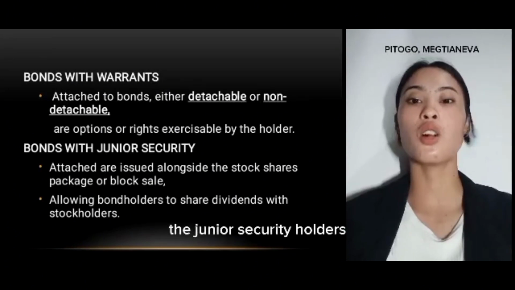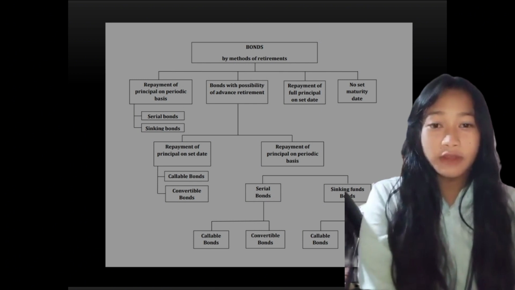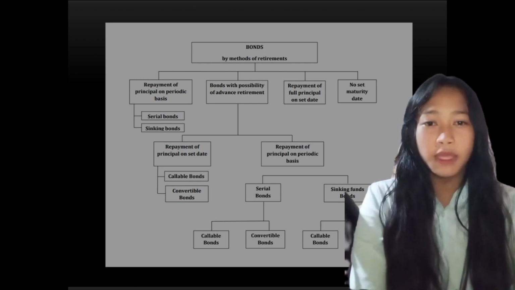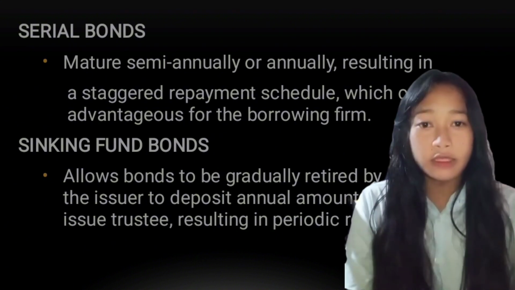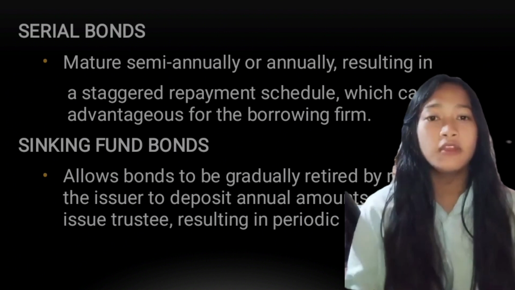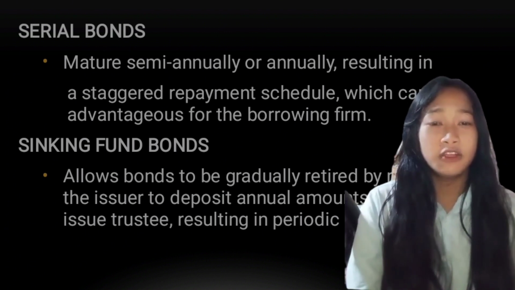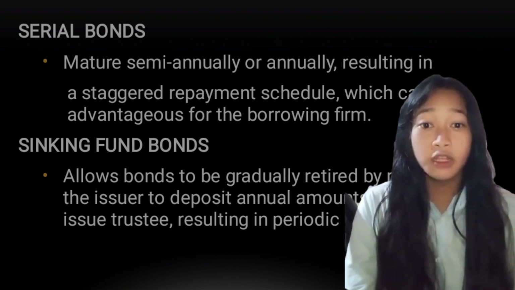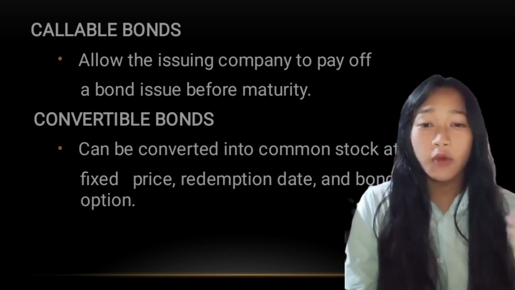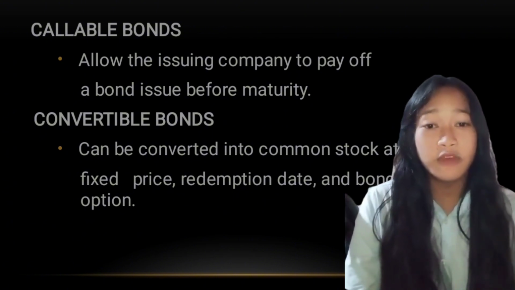So, hi everyone, I am Ruela Misralta and my topic is all about bonds by methods of retirement. First is serial bonds. Serial bonds are repaid over a number of periods instead of one maturity date. So this is unlike traditional bonds. Because with traditional bonds, for example, if I get a 5-year bond, I will get the complete principal payment when it reaches the maturity date, which is the 5 years.